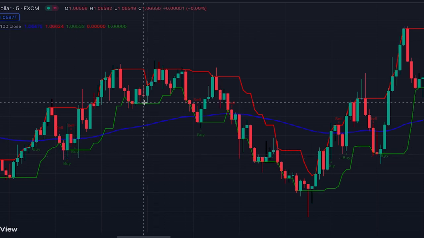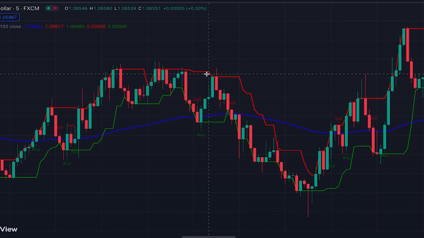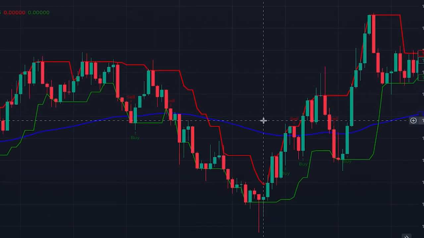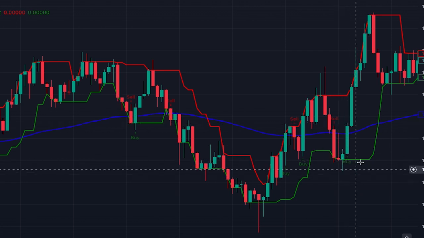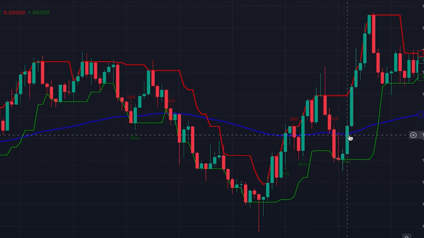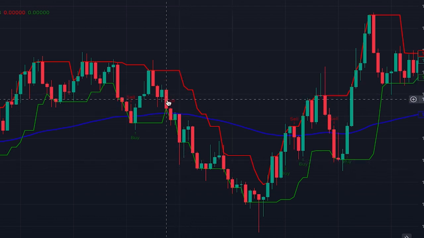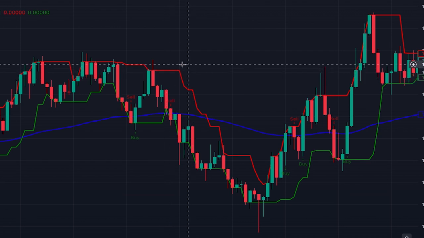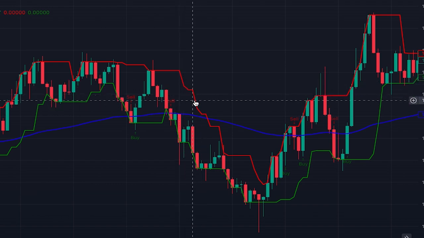As I said, these green and red lines are dynamic support and resistance levels which are useful for setting stop losses. For example, if you entered a long position here based on this buy signal, you can set your stop loss here below this support level, or if you entered a short position here, you can set your stop loss here above this resistance level. And because they are dynamic support and resistance levels, you can also use them for trailing stop losses.